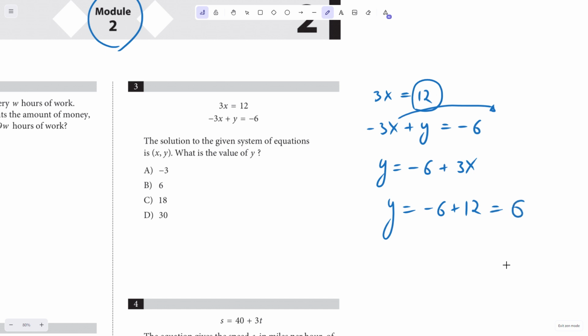Now, sometimes you have to go the long way. You have to solve for x right here. So x is equal to 4. Then you plug it in right here and solve for y. But in this case, there is no need for that because we can use substitution and find the solution. So there we have it.